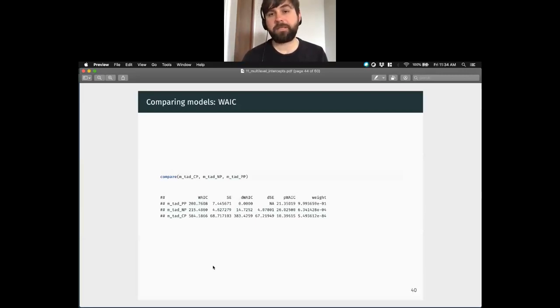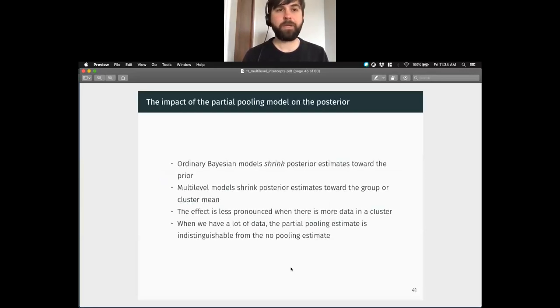Okay. So short answer, I don't know what weight is, but I know it's proportional to the ratio of DWAIC divided by DSE. So, sorry, I don't have more on that. Okay.